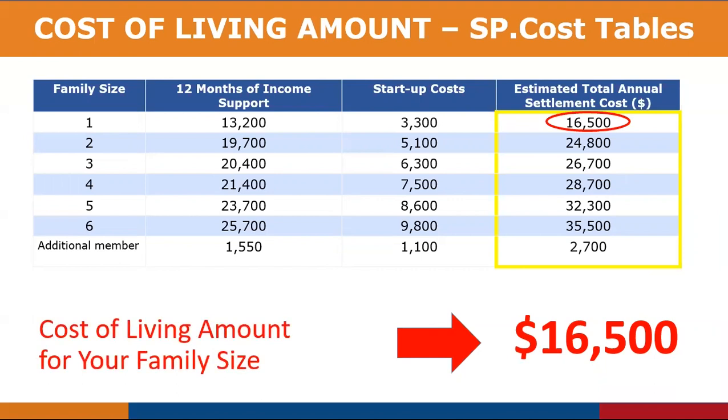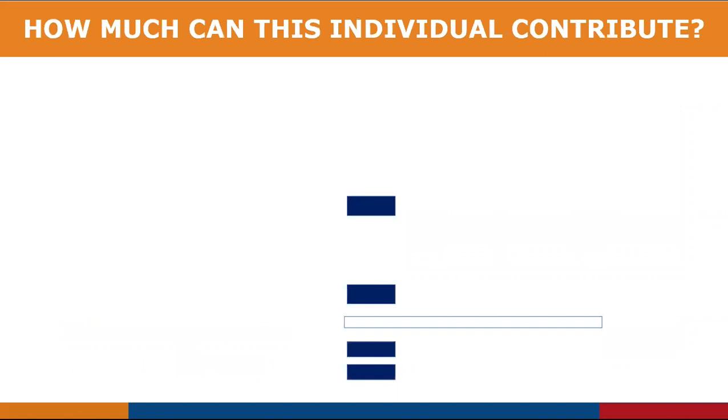And so if you were a couple, they would look at family size 2, and it would be $24,800 for a family size of 2. But this is for the individual, it's $16,500. So now let's take a look at the formula. How much money can this particular individual contribute according to IRCC's formula?